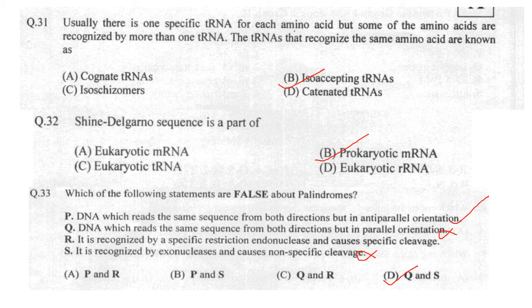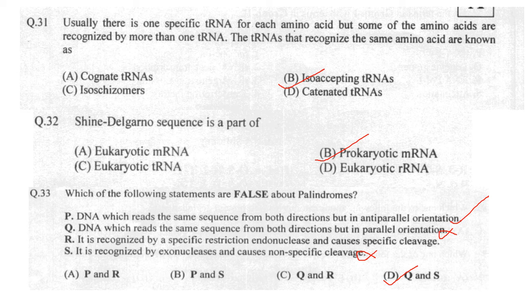Next one. Shine-Dalgarno sequence is a part of option A, eukaryotic mRNA, B, prokaryotic mRNA, C, eukaryotic tRNA, and D, eukaryotic rRNA. Answer is option B, prokaryotic mRNA.